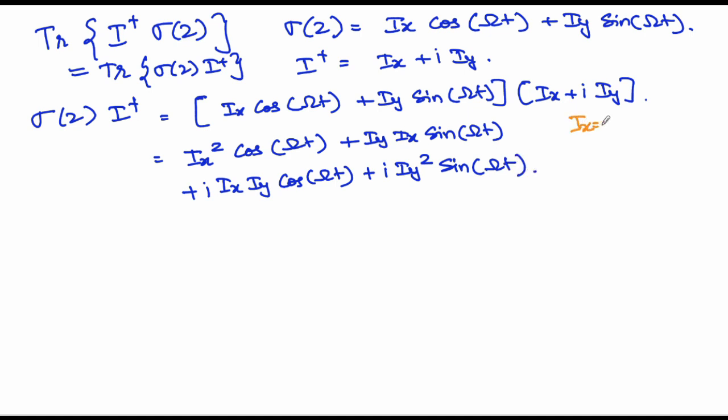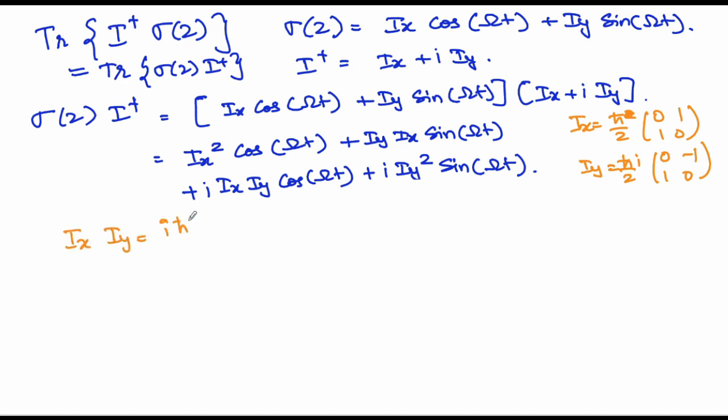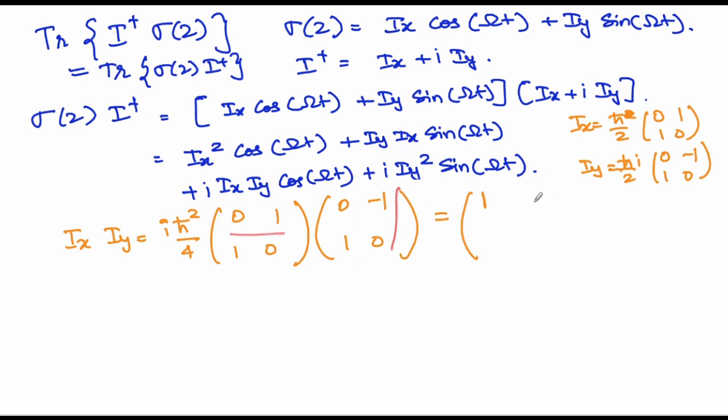What is the representation of Ix? H bar by 2, 0, 1, 1, 0. Iy is also equal to H bar by 2 times i, 0 minus 1, 1, 0. Ix times Iy is going to be given by i, H cross square by 4, 0, 1, 1, 0 times 0 minus 1, 1, 0. Take the product of these two, so you're going to get a diagonal matrix with entries 1 and minus 1.